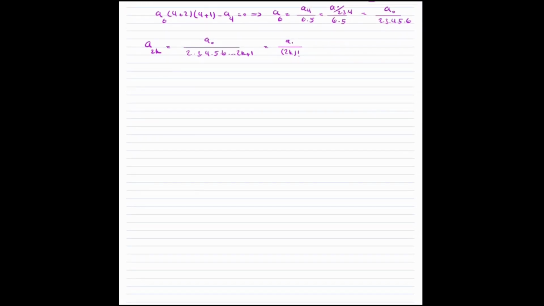For the odd numbers, we have a_(2k+1) equals, so the next one is going to be a1. So we have a1 over 2 by 3 by 4 by 5 until 2k plus 1. Okay, so equals a1 over (2k+1) factorial.